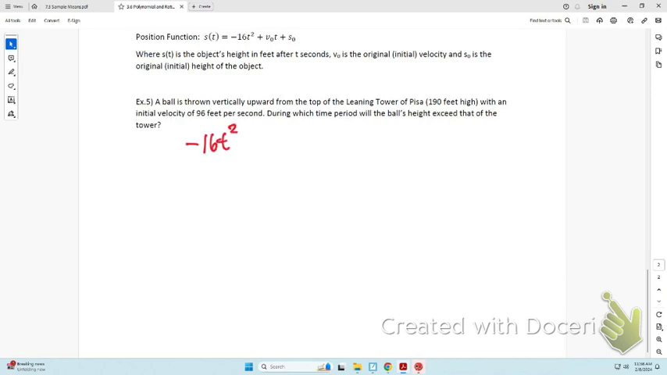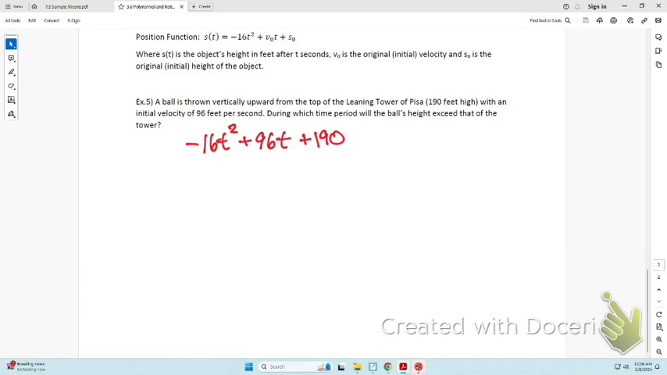Let's plug in, I should say. So V naught, initial velocity, is 96. And the initial height is 190. Starting, being launched from 190. Now it asks an interesting question. Notice I didn't write down S of t.